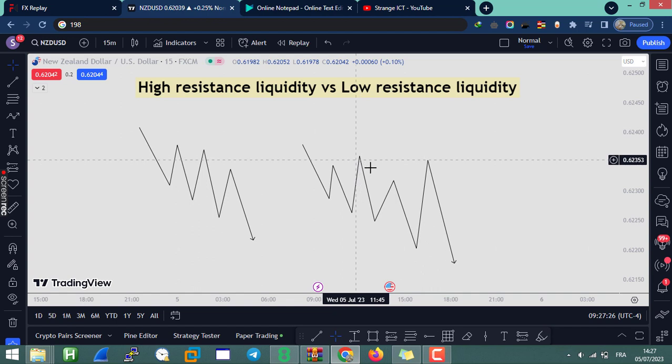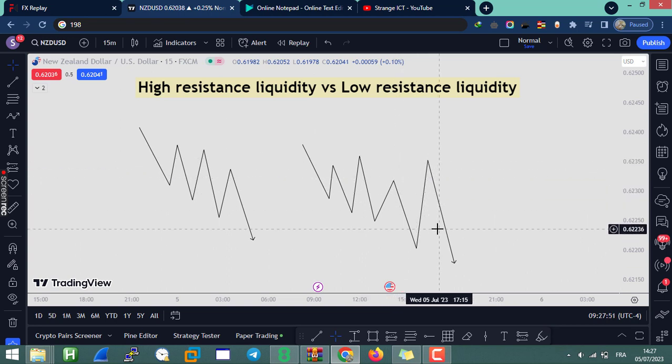Why? Because price will have problems going to this one, because this swing already took liquidity. All right, guys. Another one here. This swing right here, price took liquidity from it and then rejects. So when price takes liquidity from a previous swing and then rejects immediately, that's called high resistance liquidity.